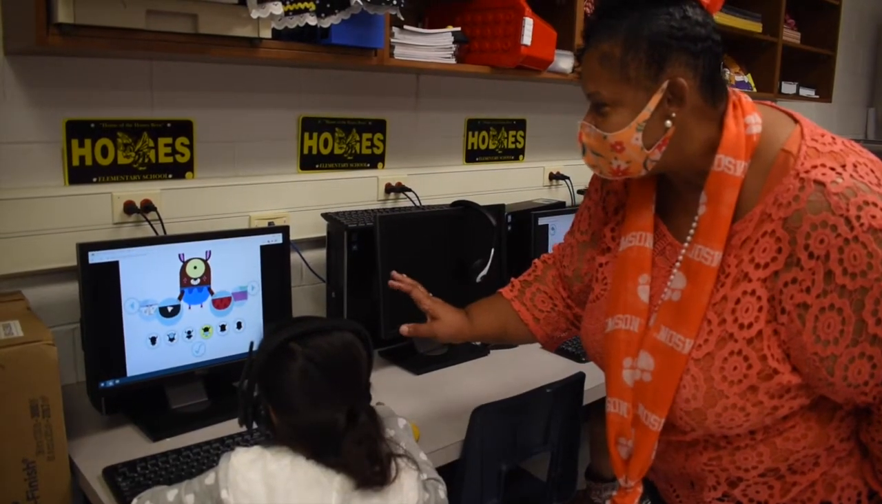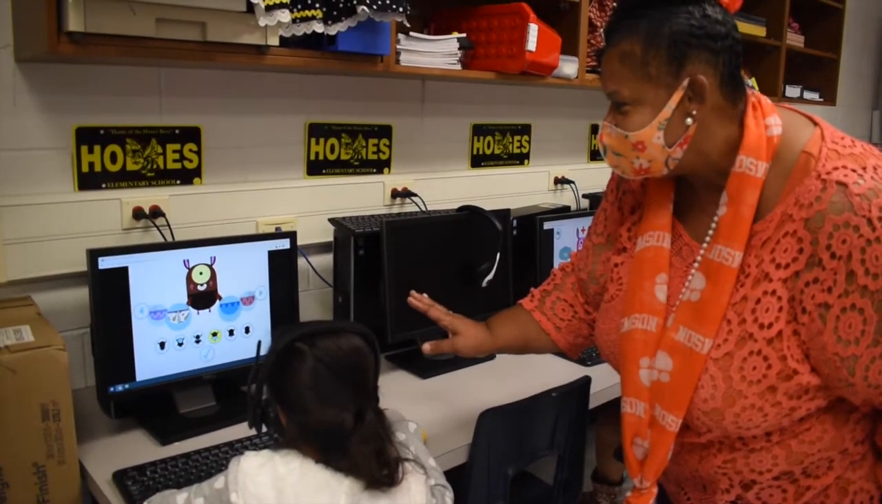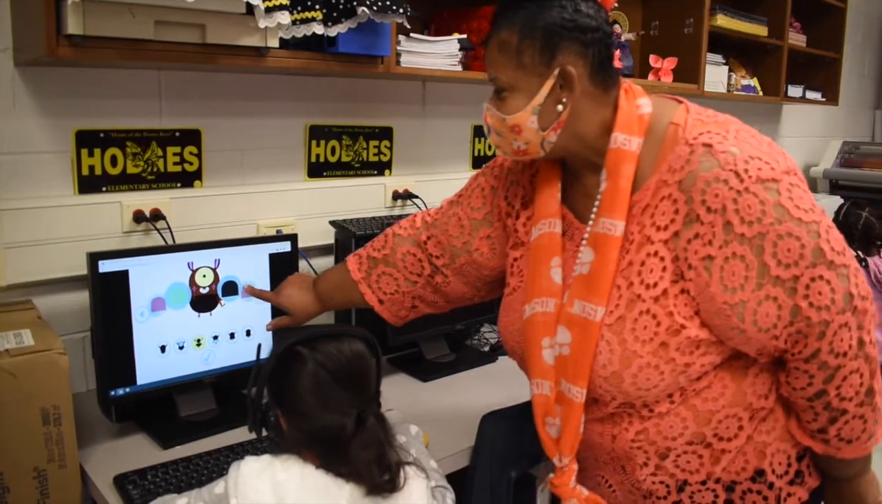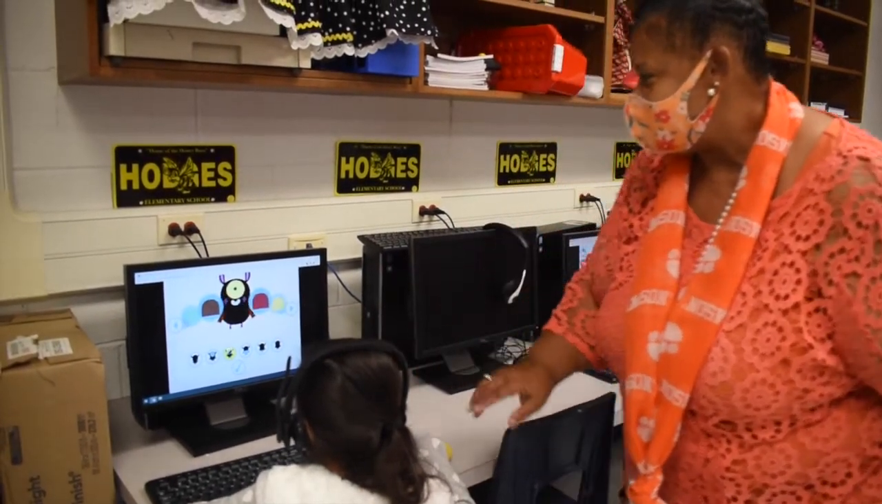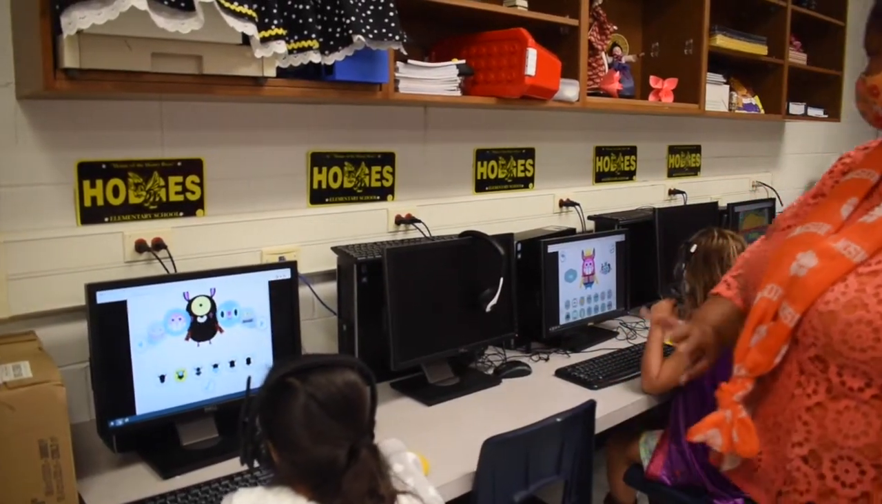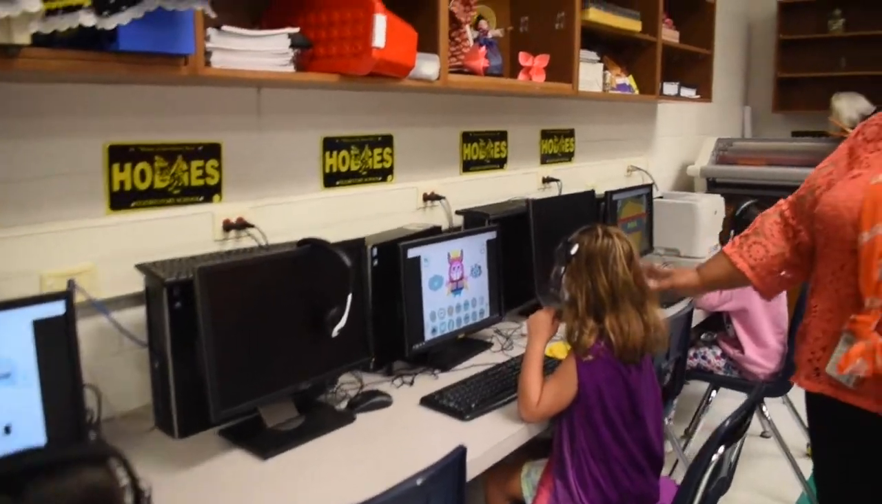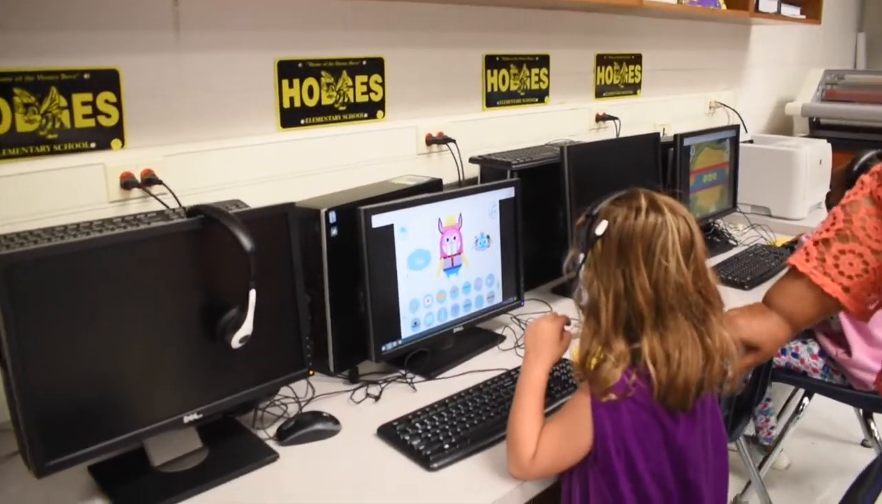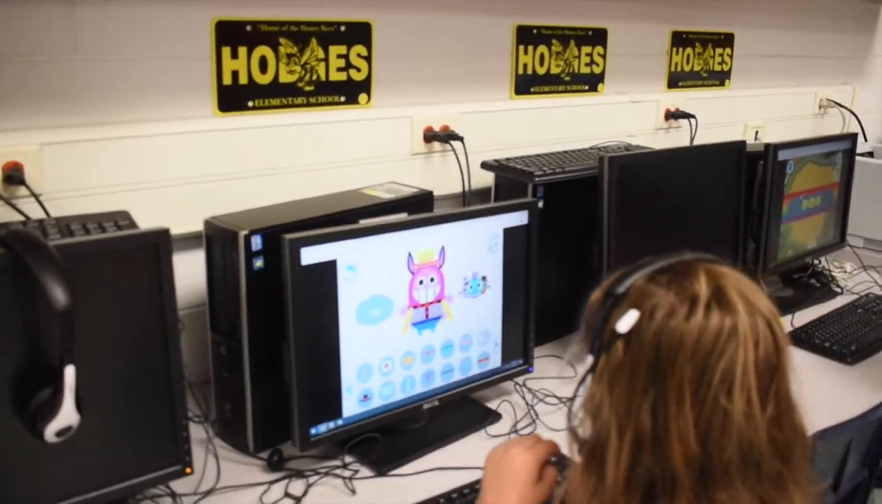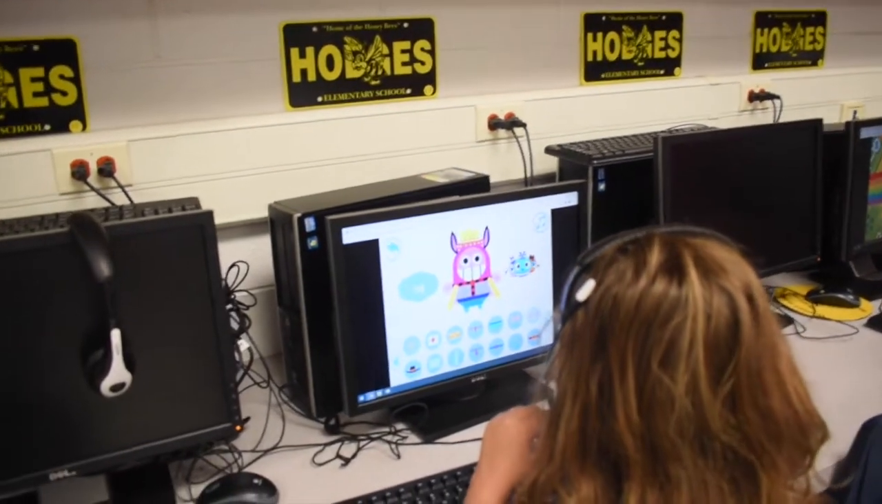Even in the computer lab, one of our weekly related arts classes, our students are working on character traits by designing monsters as they work on the app Teach Your Monster to Read with Miss Belcher. She has a crown on her monster. She's decorating her monster, and this one is reading sentences. It's telling them what to do, what word.